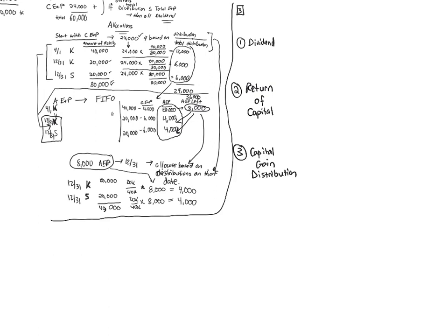We've got the 3 dates. We've got the distribution amounts, I should say: 4-1, 12-31 to K, 12-31 to S. And the amounts of distribution we've determined already earlier in the problem: $40,000, $20,000, $20,000.